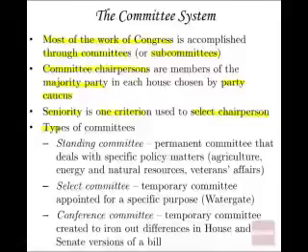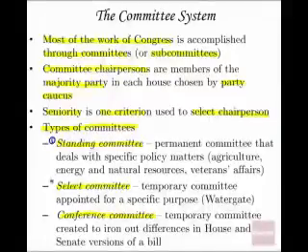Now, types of committees. There are 3 specific committees that I'm going to focus on: the standing committee, select committee, and conference committee. They each have their purpose. At least for the AP exam, in the multiple choice questions you're going to get, which kind of committee is permanent? Which are the committees that congressmen are involved with on a permanent basis, at least for that term? It's the standing committee.